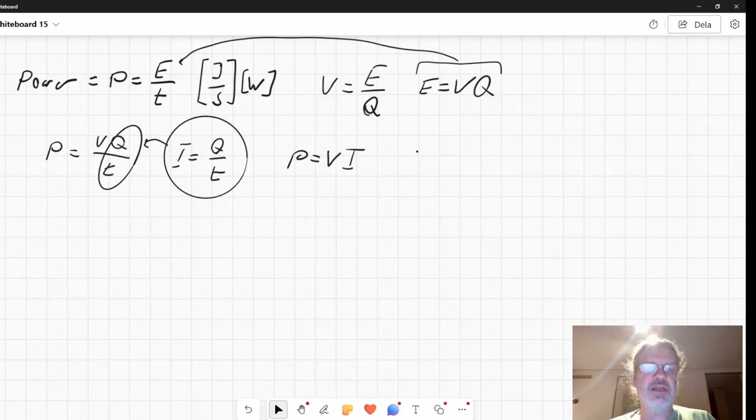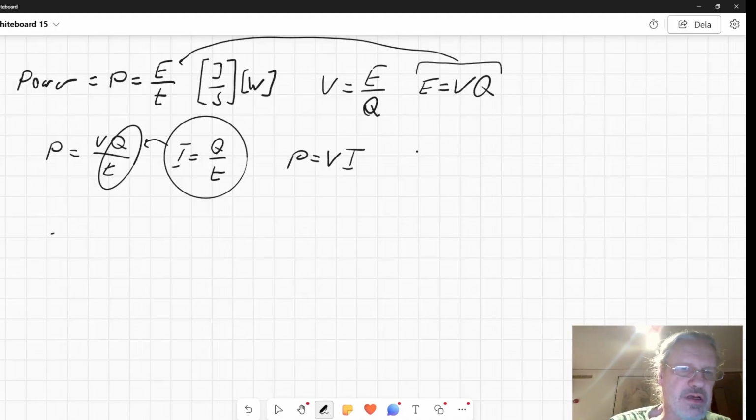And it makes sense, right? The higher voltage you have, the more energy per charge, the more power you can transmit. The higher current you have, the more electrons that move, the higher power you can transmit. So hopefully that formula makes some sense. Let's try to use this formula now.